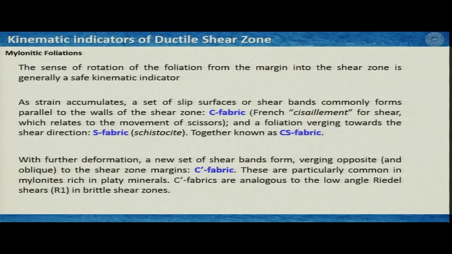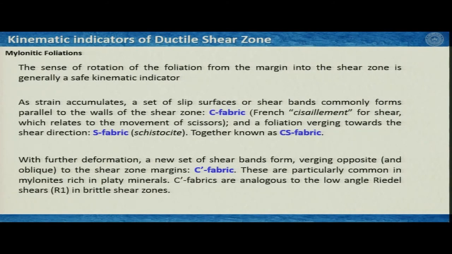Now, if the deformation continues, then a new set of shear bands or shear localizations do appear within the shear zone, involving the previously formed either C fabric or S fabric or both CS fabric. These newly formed shear bands verge opposite and oblique to the shear zone margins, and these are known as C prime or C dash fabric. And these are particularly common in mylonites rich in platy minerals. So if you have too much mica and so on, then this kind of C prime fabric is very common to observe.